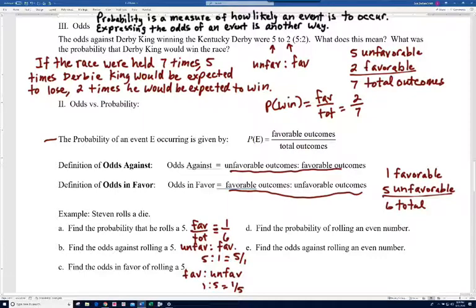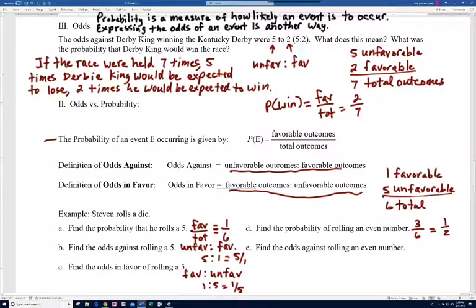All right, let's look at D. It says find the probability of rolling an even number. So when you roll a die, of course, 3 of the numbers are even and 3 are odd. And so that would be 3 out of 6 or a half.